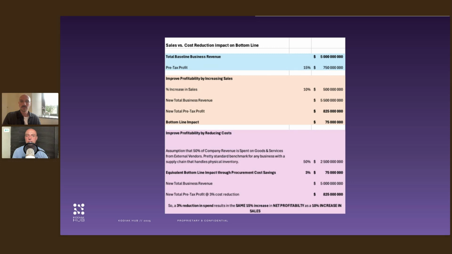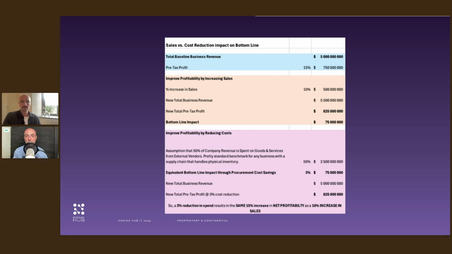So it's really to show what would you have to do to have the same effect on the bottom line if you look at revenue versus cost reduction. So this shows that increasing your sales revenue by 10% would bring you a bottom line impact of $75 million. That same $75 million can be delivered by a 3% blanket cost reduction across all of your supply base.